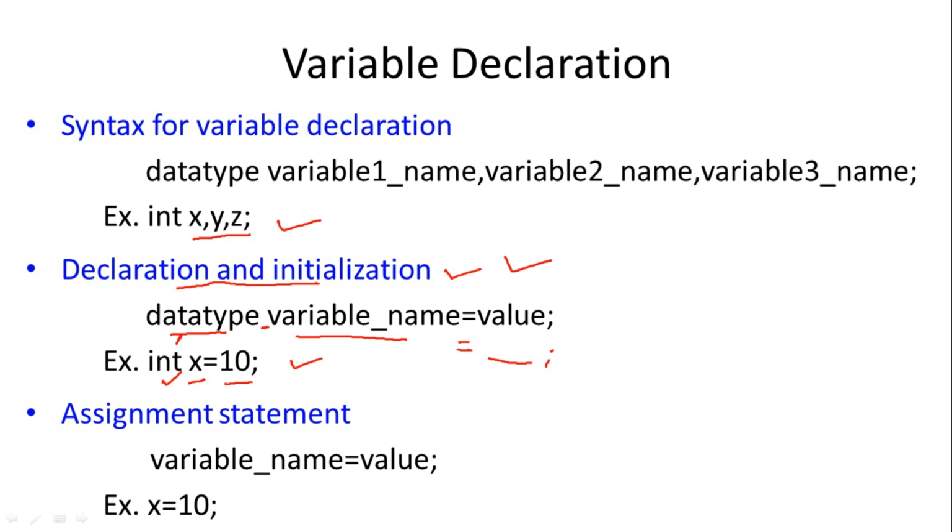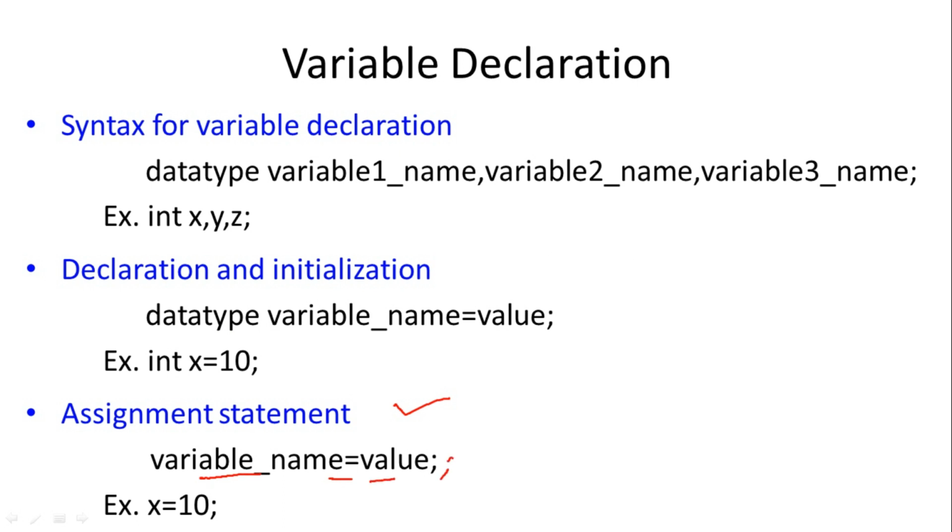So declaration and initialization means a single statement is used for declaring the variable as well as assigning the value to that variable. This is the first way of assigning a value to a variable. The second way of assigning a value to a variable is with the help of an assignment statement. It is a simple thing. Variable name equal to value semicolon.